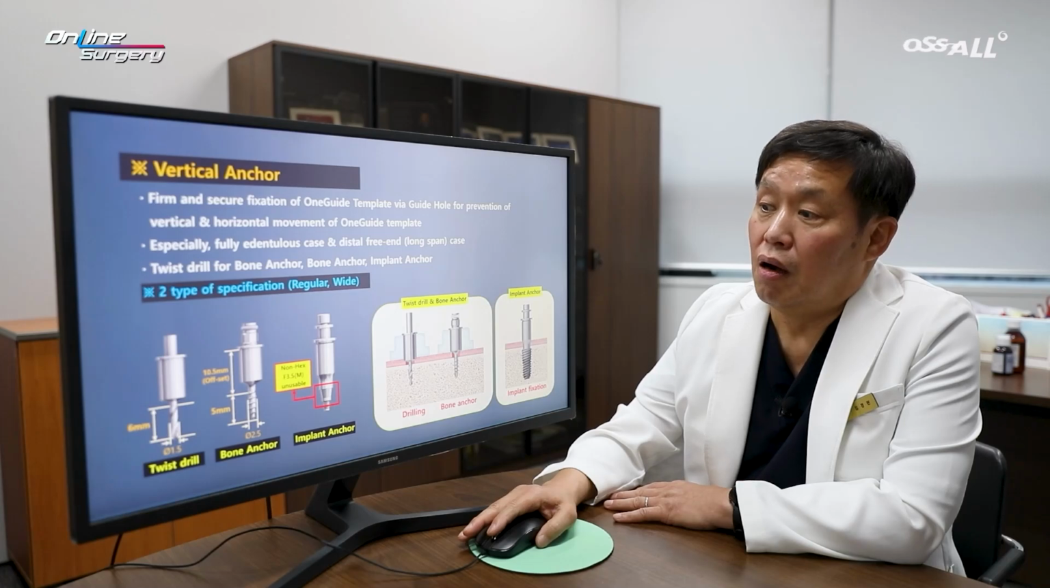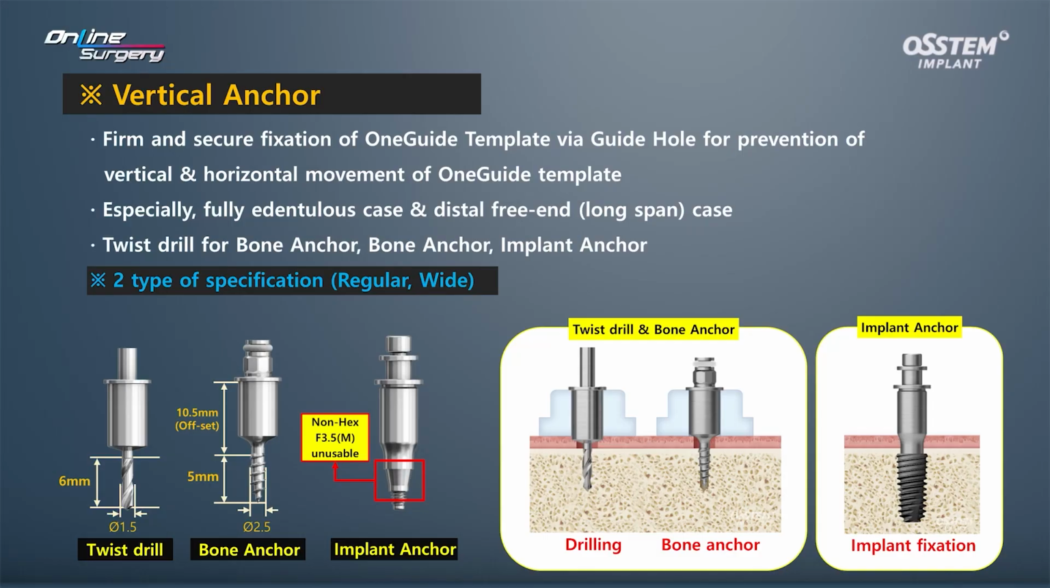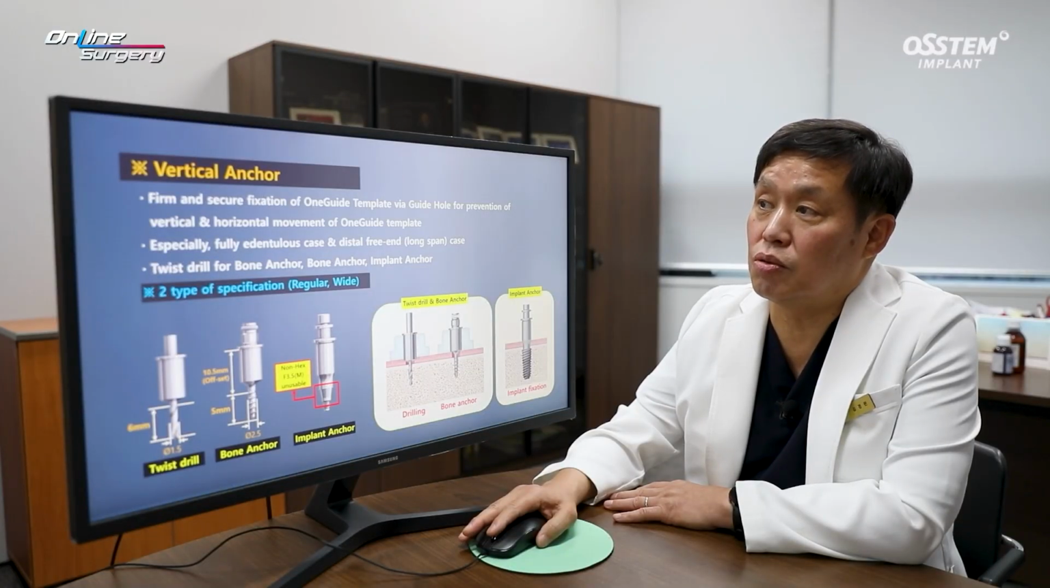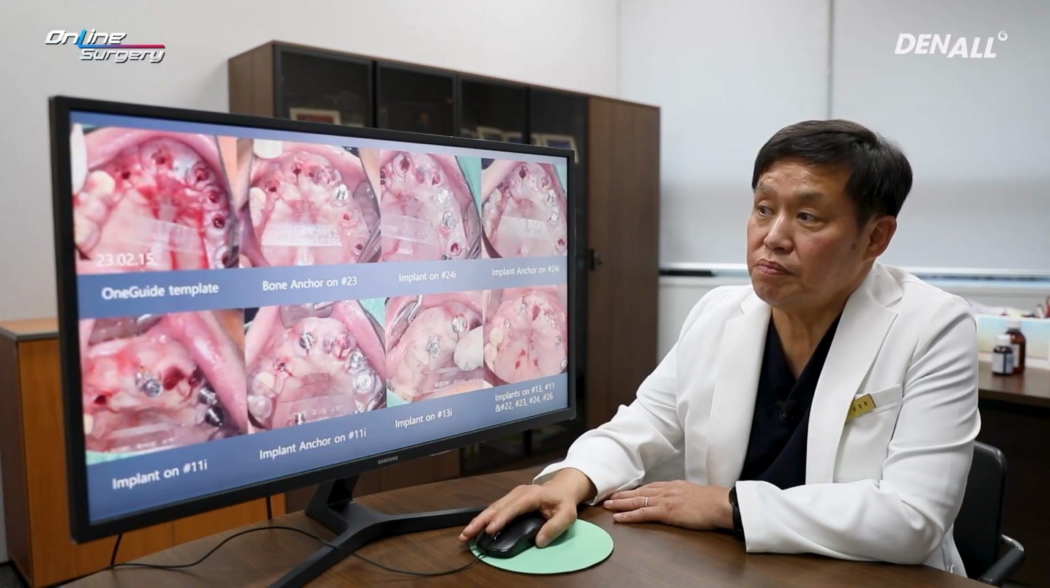As mentioned earlier, this is a fairly long span case and it's connected to the posterior zone. As we use the OneGuide template, please take note of how vertical anchors were used. On the bone, a twist drill was used prior to using the bone anchor. Once implants are placed, implant anchors can be used as vertical anchors to fixate the OneGuide template accurately. The key is making sure that the implants do not slip in the anterior zone.